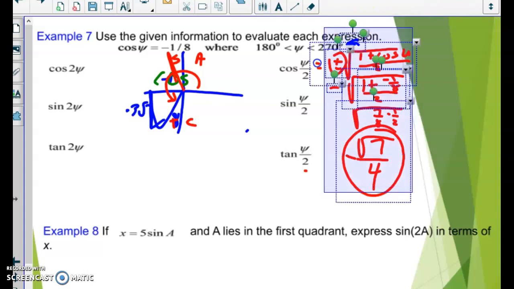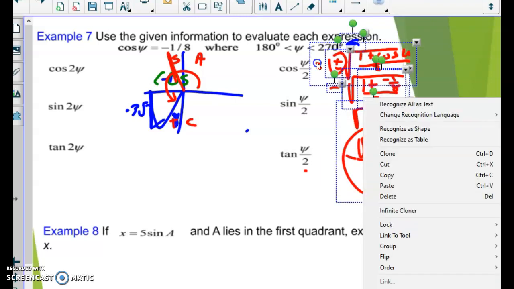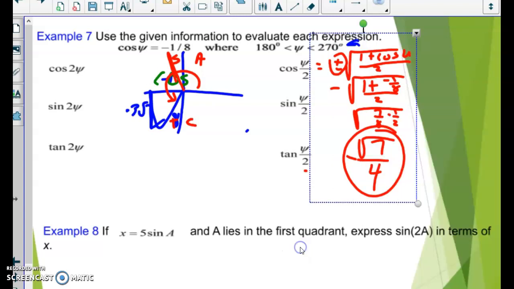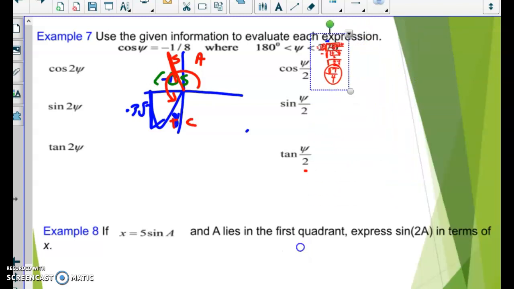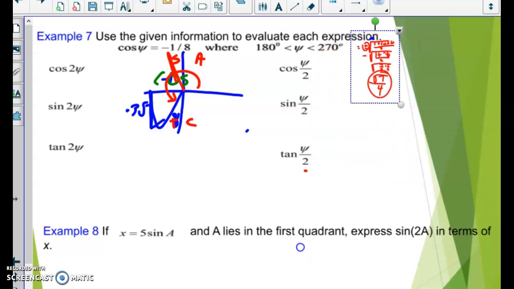Let me see if I can group this together and make it a little bit smaller so I have room. I should definitely put these on different slides because I'm going to run out of room on all of these.